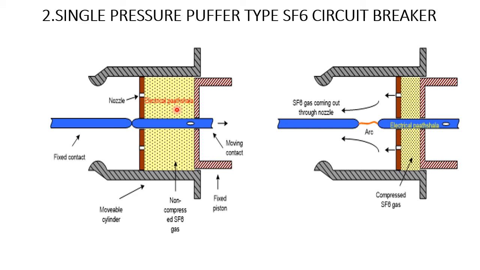When there is a fault in the system, the fixed contact and the moving contact are going to separate. The moving contact is going to move away from the fixed contact. Because of that, there will be an arc struck between them, as you can see here on the right side.